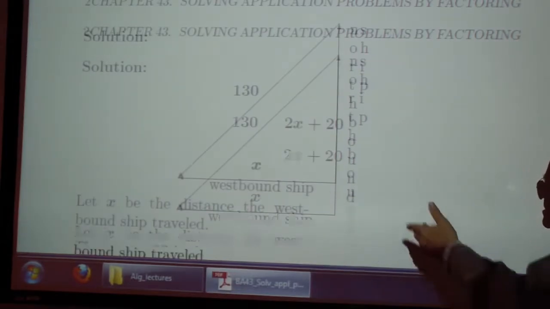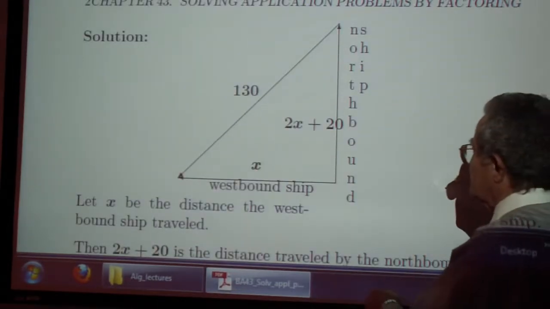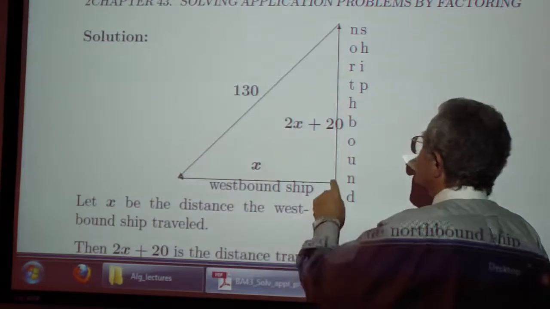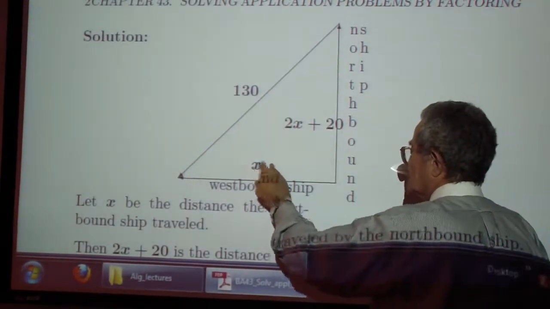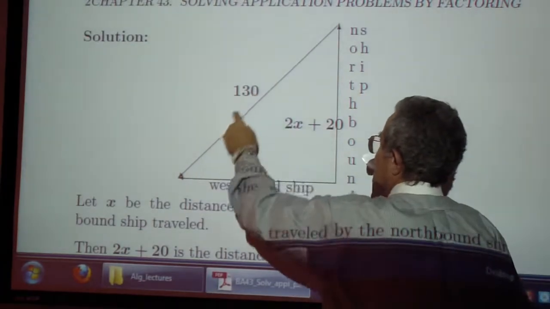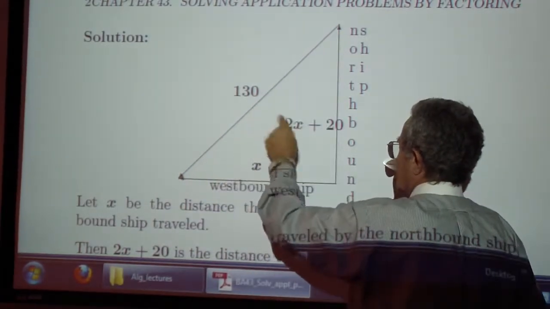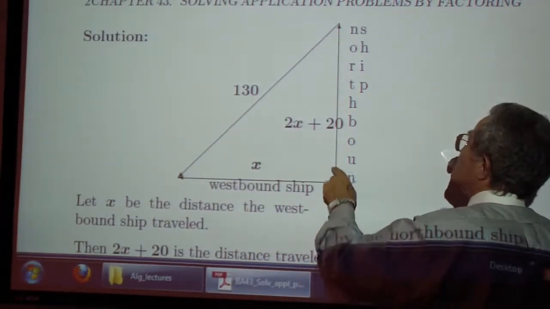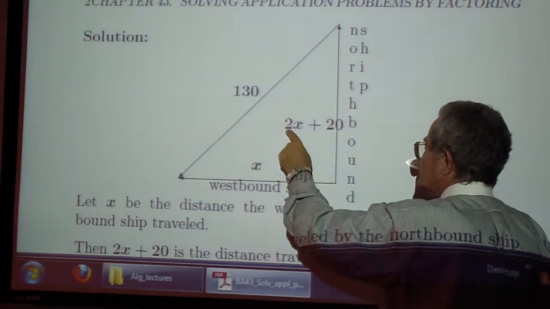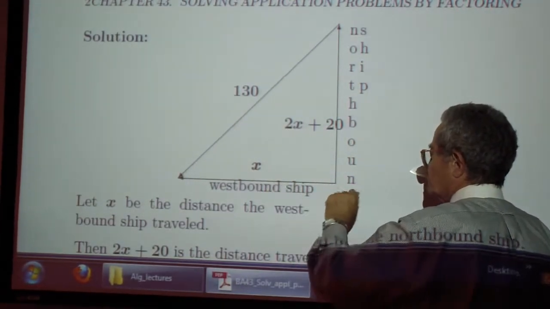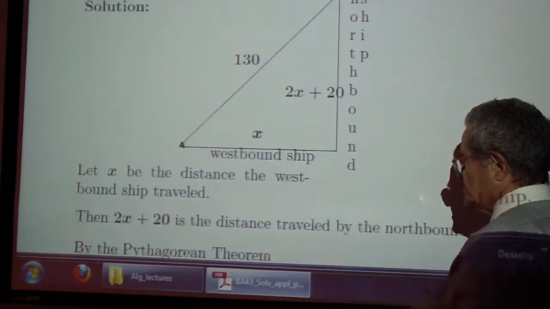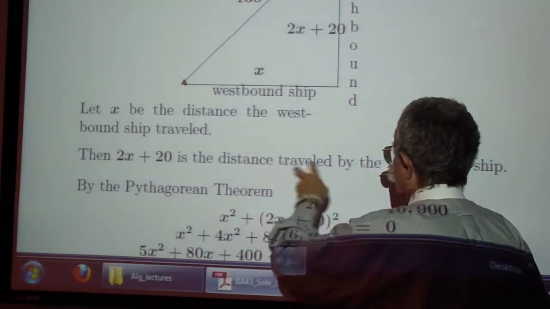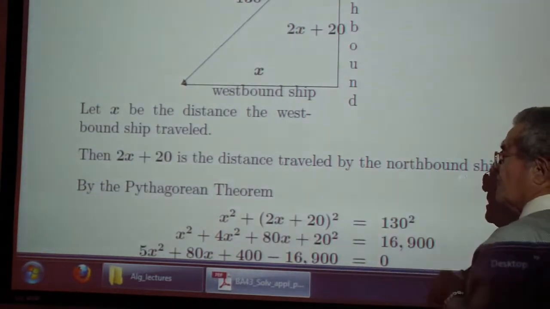Okay, here we are. Here is the westbound ship. Here is the northbound ship. The westbound ship covered X miles. The difference between the two ships is 130. And the northbound ship covered twice the same distance as the westbound ship plus 20. So let X be the distance traveled, and 2x plus 20 is the distance traveled by the northbound ship.